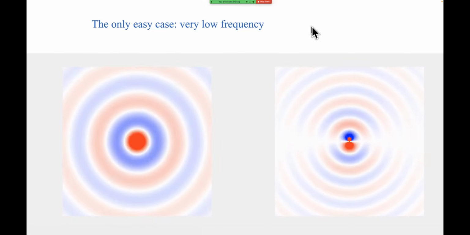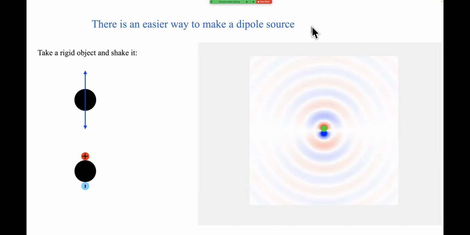Now, these seem very idealized, especially this dipole field. When do you ever see two pulsating spheres next to each other? Well, there's another way to make a dipole source which is much more physically plausible and common. Instead of taking a sphere and pulsating it, or having another sphere next to it, we simply take our sphere or any other rigid object and we shake it from side to side.